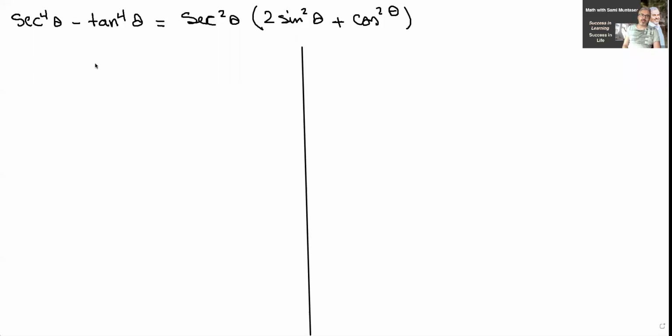This is a request. Somebody just sent me this. They didn't know how to do it. There you go. It's this here. It's a difference of squares.